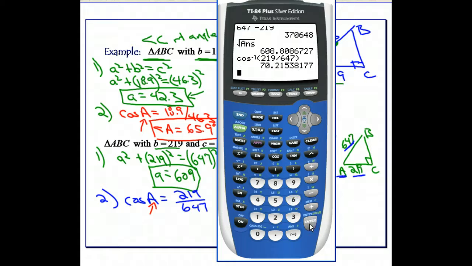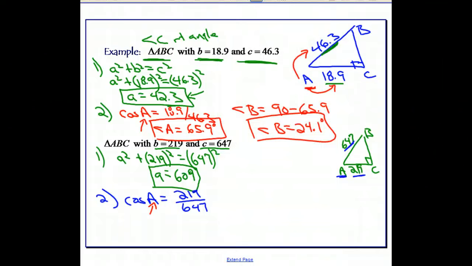There we go. 70.2. We'll just talk about checking these answers a little bit also. But we've got angle A is 70.2. And then because we know it's a right triangle, angle B is 90 minus 70.2. Check that out and see if you don't get 19.8 degrees.